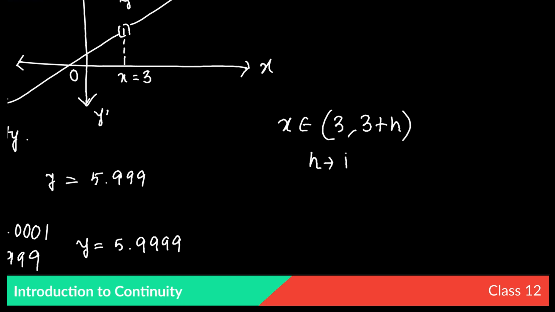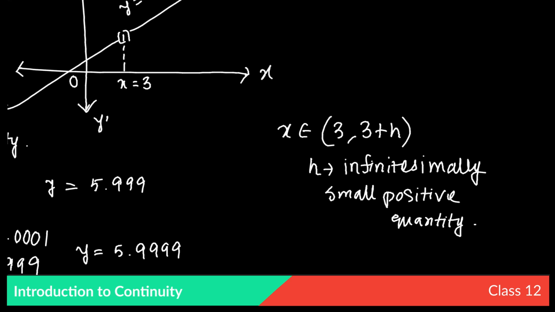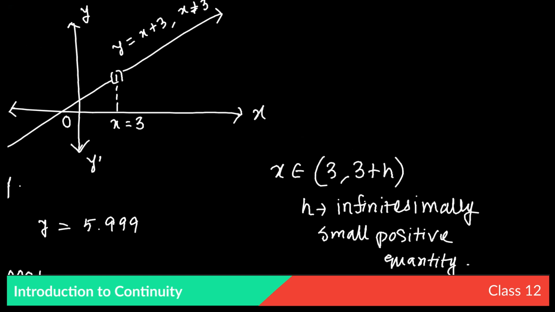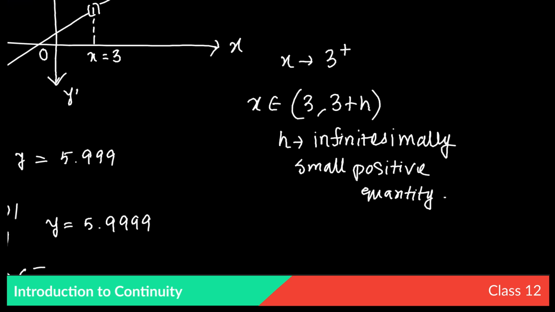Here h is the same infinitesimally small positive quantity. So when we are approaching x equals 3 from the right hand side, that means you can write x is tending towards 3 plus. So we are considering those values of x which belong to the open interval 3 to 3 plus h, where h is an infinitesimally small positive quantity.